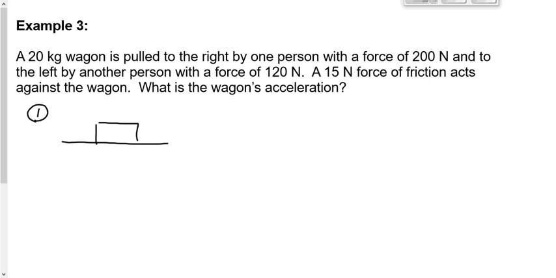There is a force of gravity acting down on that wagon. There's also a normal force acting up on the wagon, and that normal force is equal and opposite to the force of gravity. If it wasn't, then it would either accelerate up or down. But typically, wagons don't.